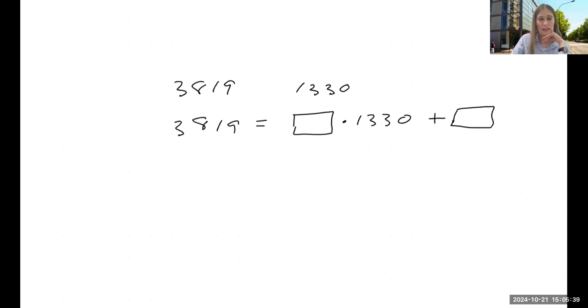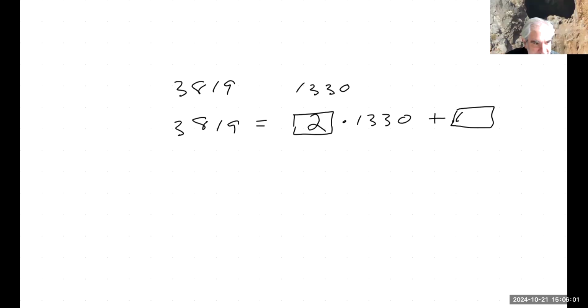How many 1330s do you think go into it? I'd say three, but I think it's a little bit less than that. It's just a little bit, yes. Okay, two. So there's two whole 1330s we can put in there. And we have a remainder of 1,159. I should have made this a little bit bigger. I didn't realize it was going to be that much.